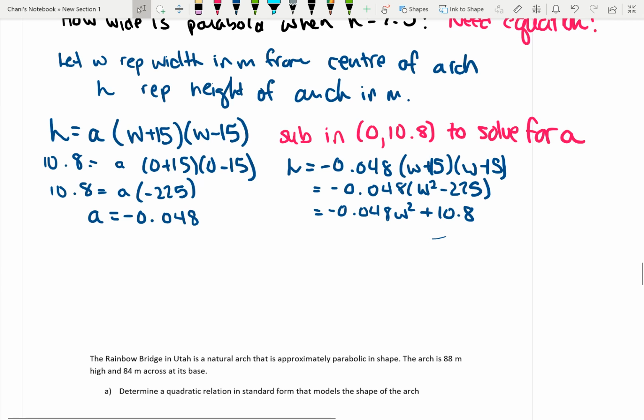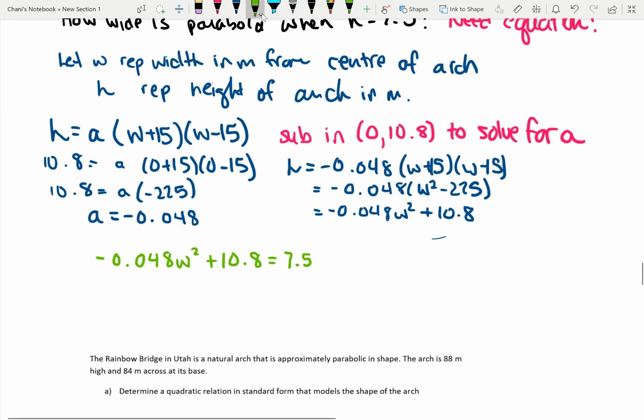Okay, so now I need to find the width of the bridge when we are at 7.5 meters high. So I'm going to take my equation of the height of the parabola. That represents the height at any given width. And I'm going to set it equal to 7.5 to see what the width is there. We can actually isolate W in this case because there is not a W squared and a W. There's only a W squared. So we can actually isolate W.